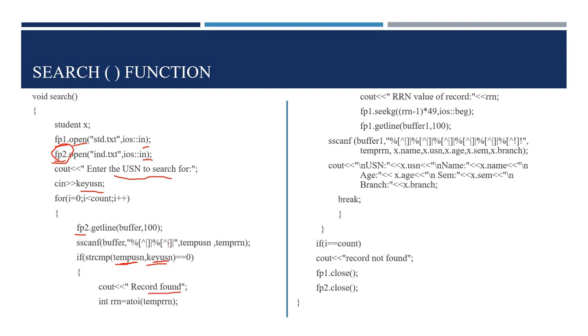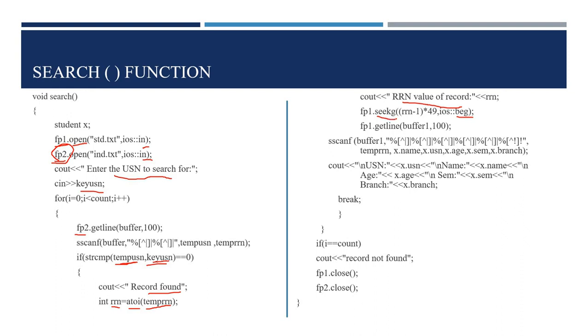If the temporary USN and the key USN given by the user match, then we say the record is found. Then we will find the RRN, the relative reference number, using the ATY function, and the record value is calculated using (RRN minus 1) into 49, because we are considering the buffer size as 50. Within that it should be (RRN minus 1) into 50, and search from the beginning of the file.